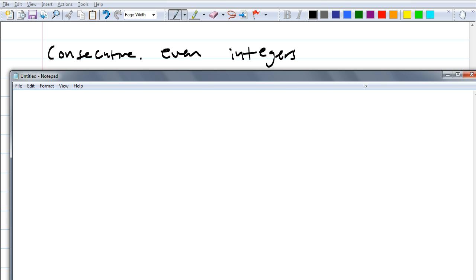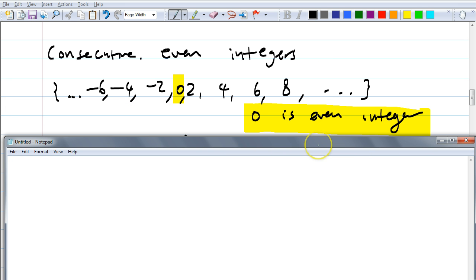What about 0? Do we include 0 as even? How many people say yes? Raise your hand. How many say no? Turns out 0 is an even number. So I even wrote that down. So when we're talking about consecutive even numbers, these are the numbers we're talking about. All the positive evens and then all the negative, including 0. So -6, -4, -2, 0, 2, 4, 6, 8, and so forth.